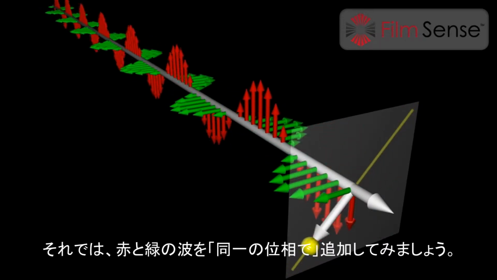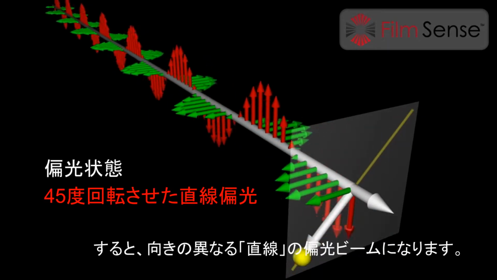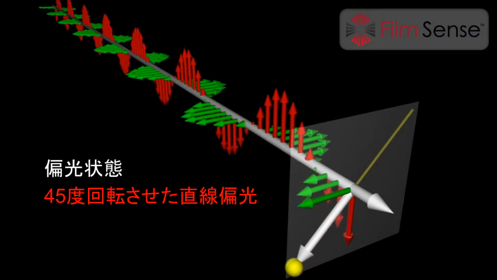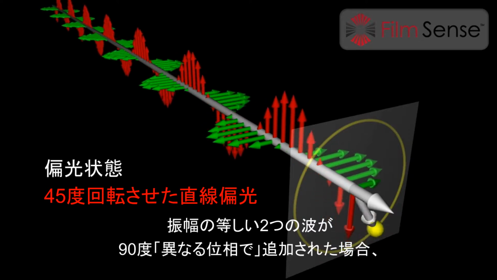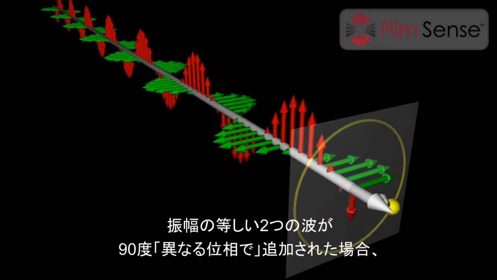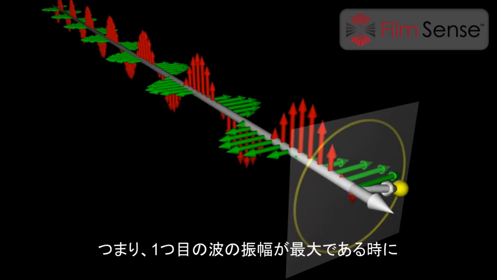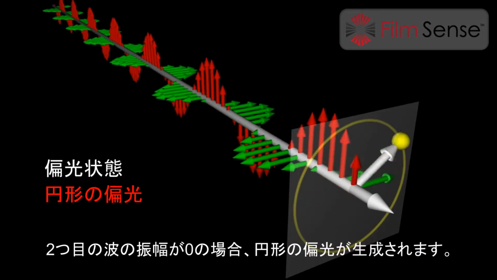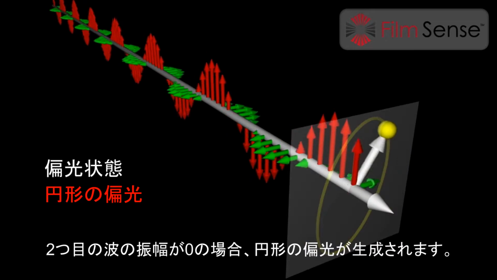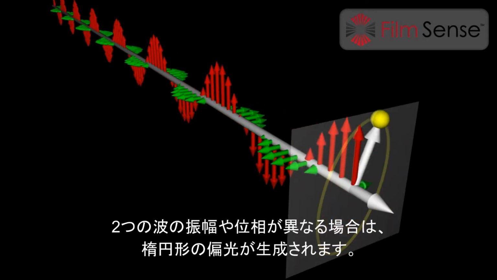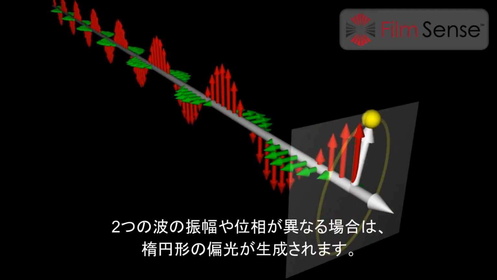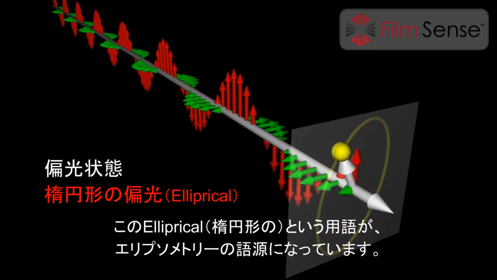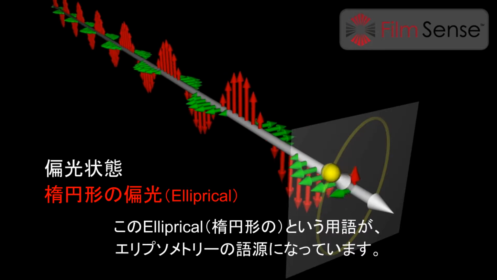Here, the red and green waves are added in phase, resulting in a linear polarized beam with a different orientation. When two waves with equal amplitudes are added 90 degrees out of phase, that is, the maximum amplitude of the first wave occurs when the amplitude of the second is zero, circularly polarized light is generated. If the two waves have different amplitudes or arbitrary phases, elliptically polarized light is generated. This is where the term ellipsometry comes from.